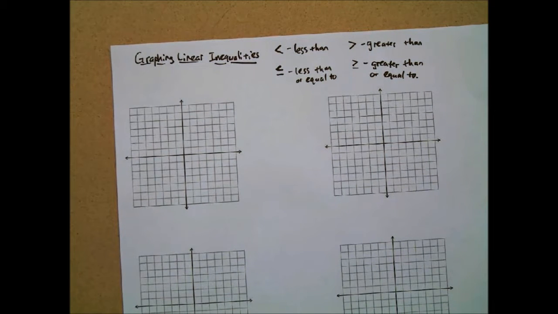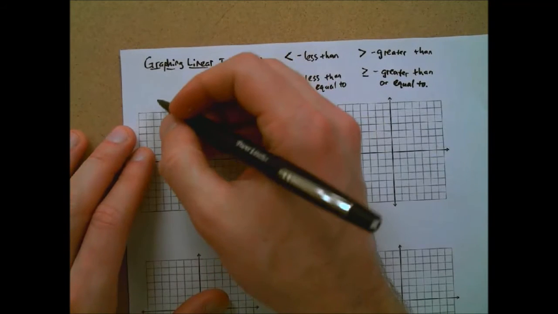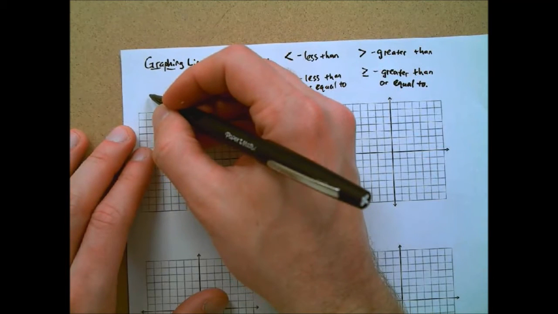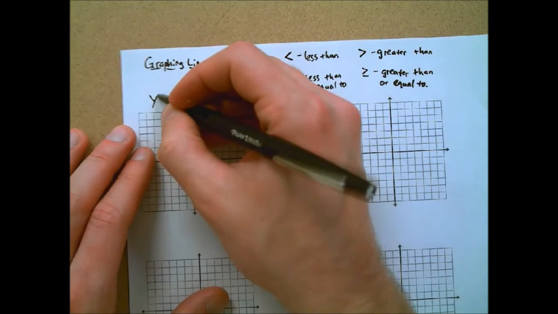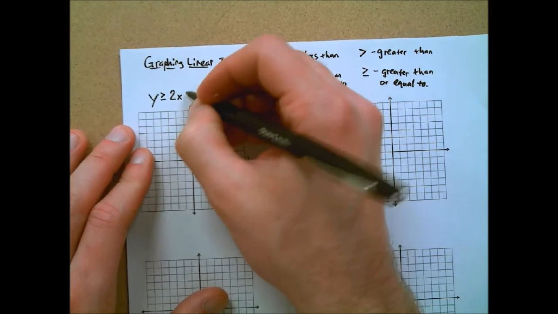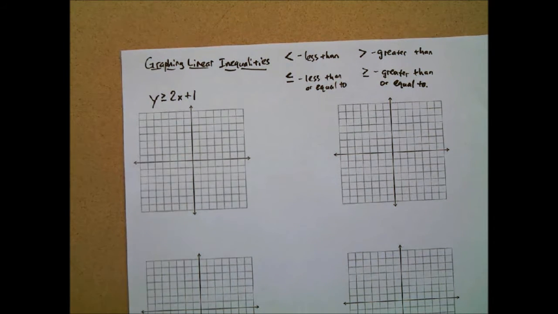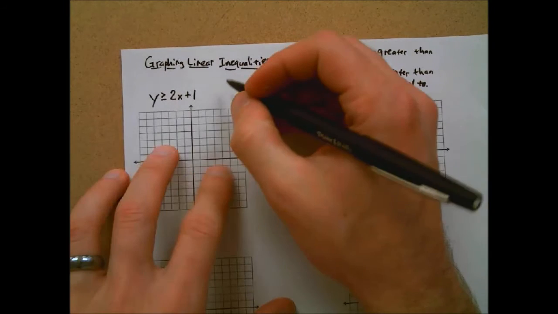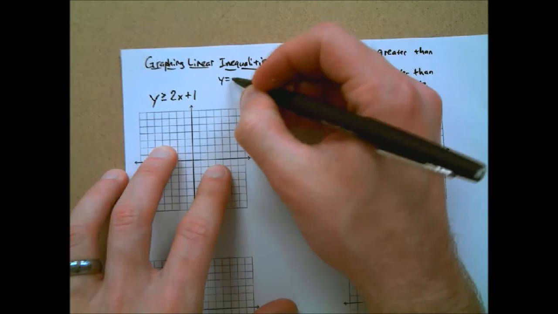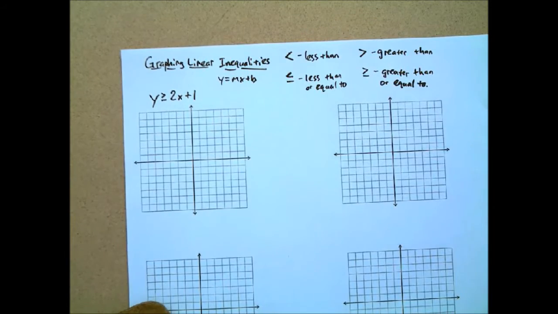So what we're going to be doing is graphing linear inequalities. It's like graphing lines, but there are a few extra pieces we have to take into account. Let's get into one here, something pretty straightforward. Let's go with y is greater than or equal to 2x plus 1. Remember, all of these today are going to be in slope-intercept form, which is y equals mx plus b, or in this case, y is greater than or equal to mx plus b.